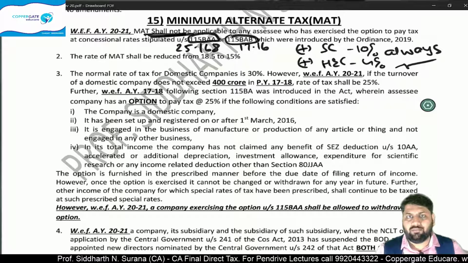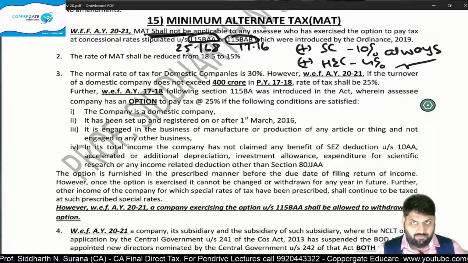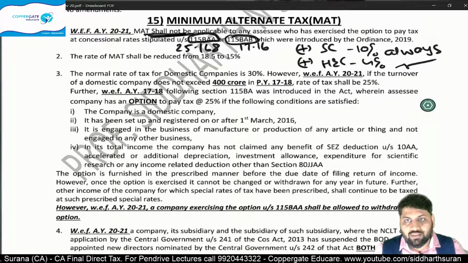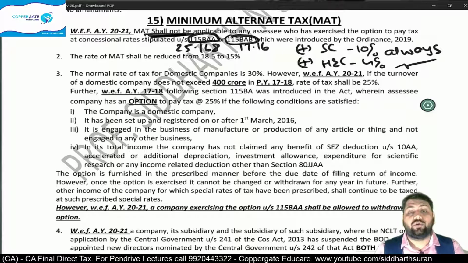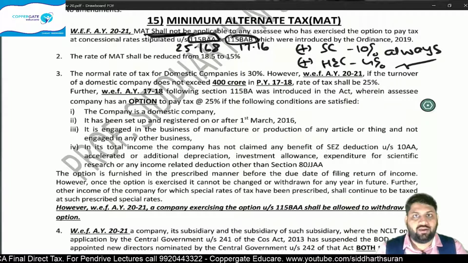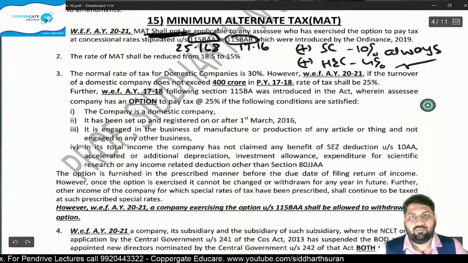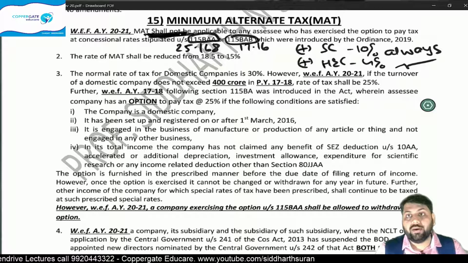Obviously, 115BAA and BAB, very soon I will be discussing with you as my point number 5, so you will get better clarification. As of now, the only thing that I am trying to explain to you is that once you opt for BAA or BAB, then minimum alternate tax will not be applicable to you. That's a big benefit we are giving to corporate assessees.